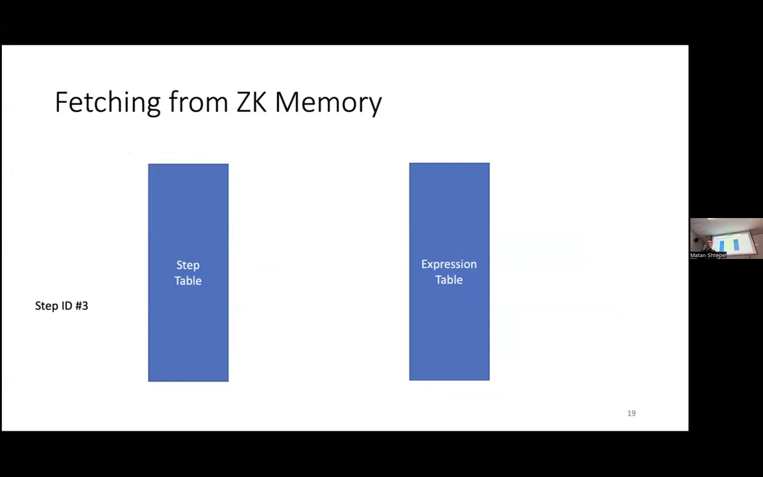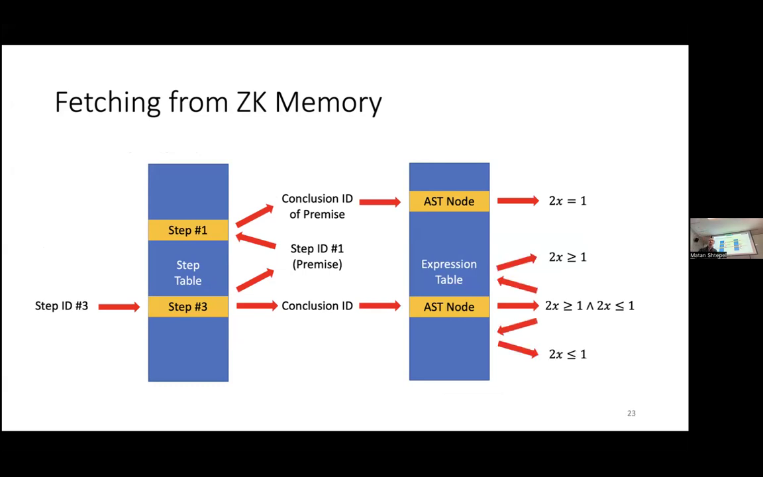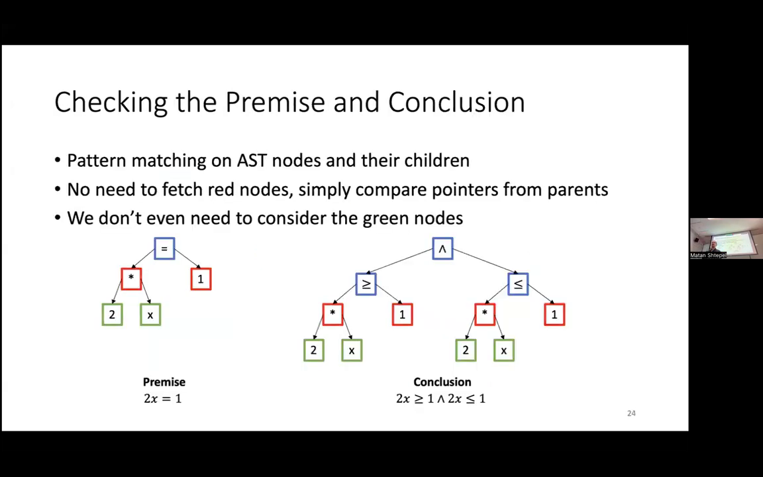Starting from our step ID for the step we're examining, we go into the step table to fetch the conclusion ID for the conclusion formula and also the ID of our premise. With that, we can fetch the conclusion ID of the premise as well. And once we have those 2 conclusion IDs, we go into the expression table to fetch the formulas for our premise and conclusion. The conclusion formula has child pointers for its 2 subparts, so we can retrieve those from the expression table as well. Once we've fetched everything we need, we perform pattern matching on these AST nodes and their children to confirm that they match the generic form of eq_split. So we confirm that we have an equality node here, an and node there, and greater than or less than nodes as children of the and node.